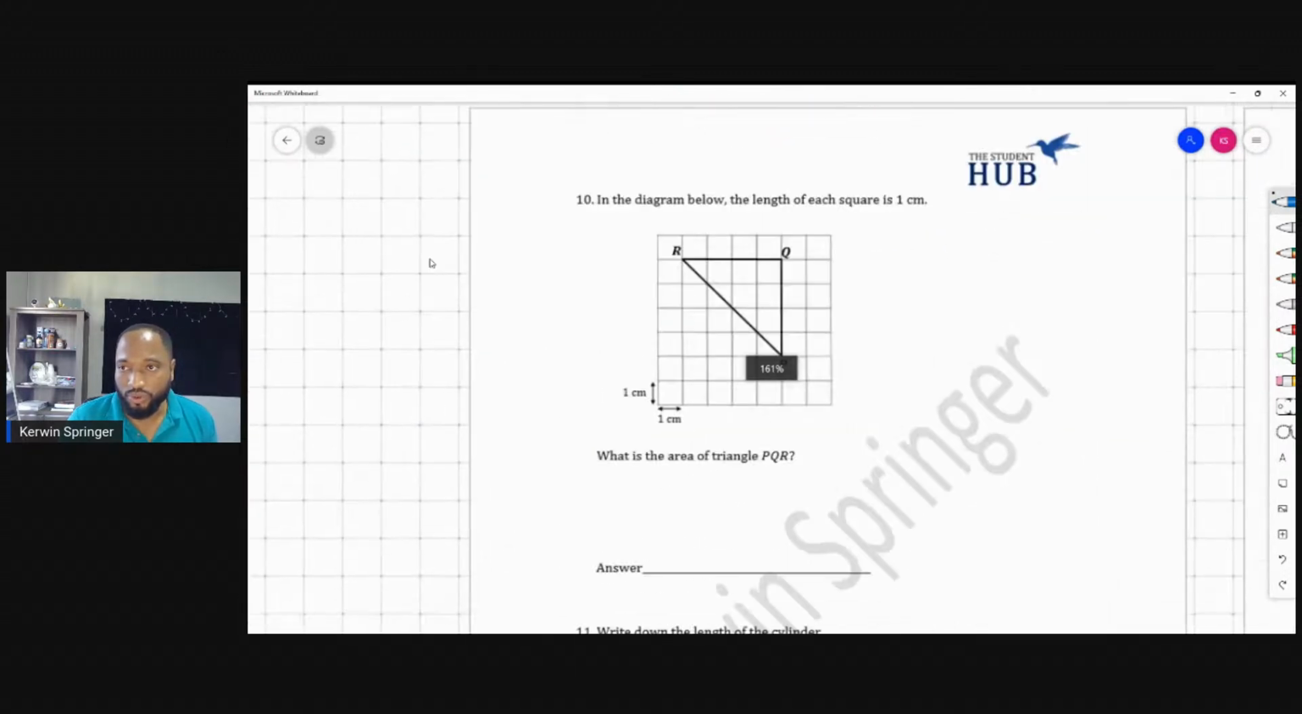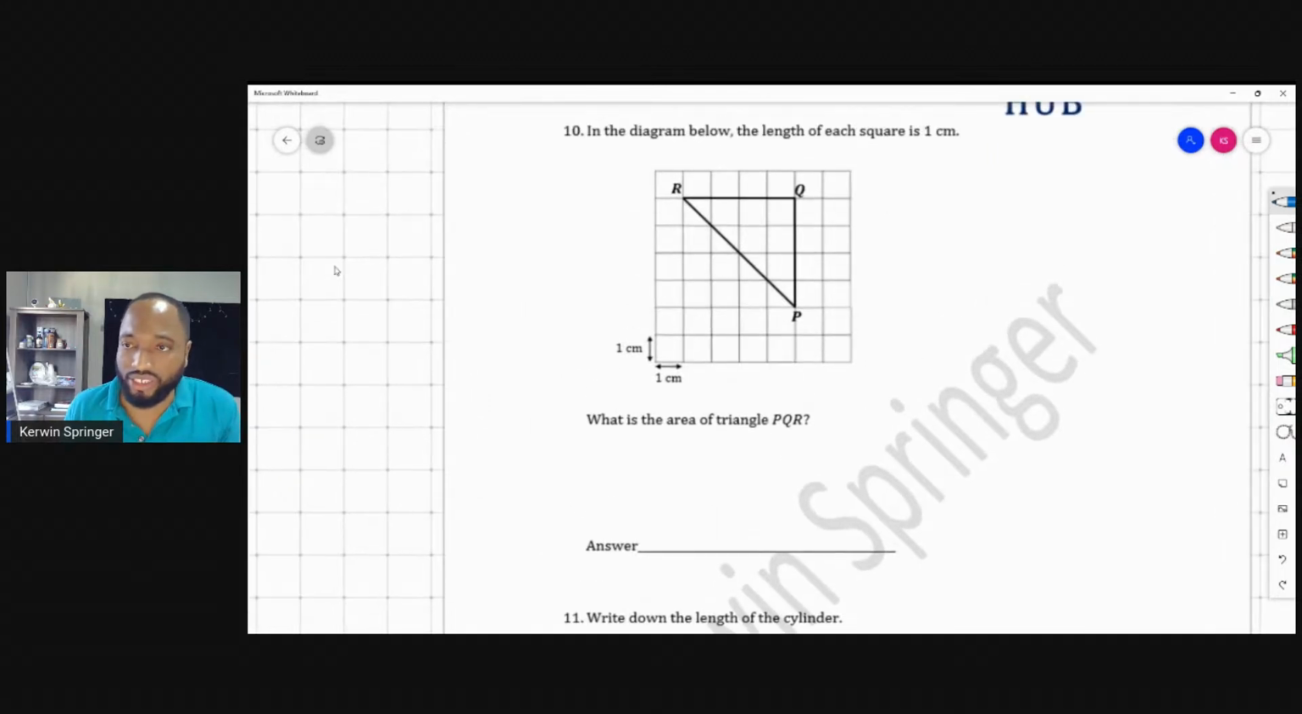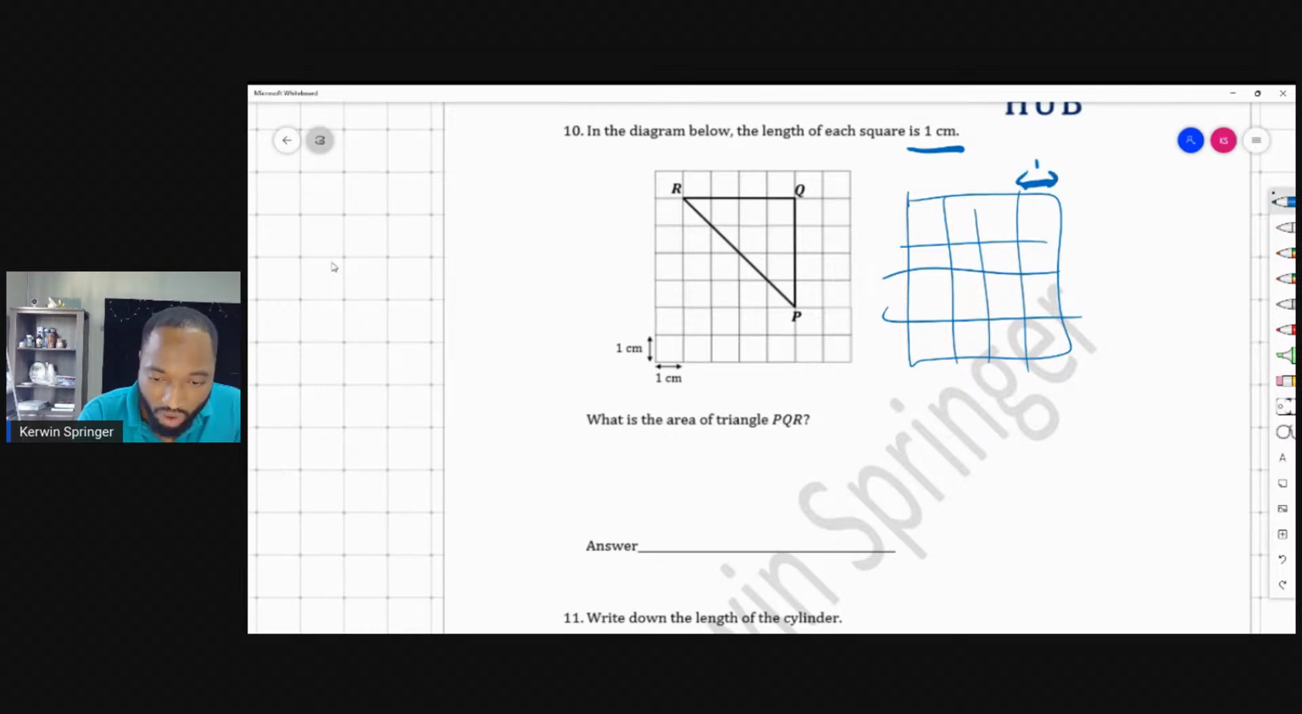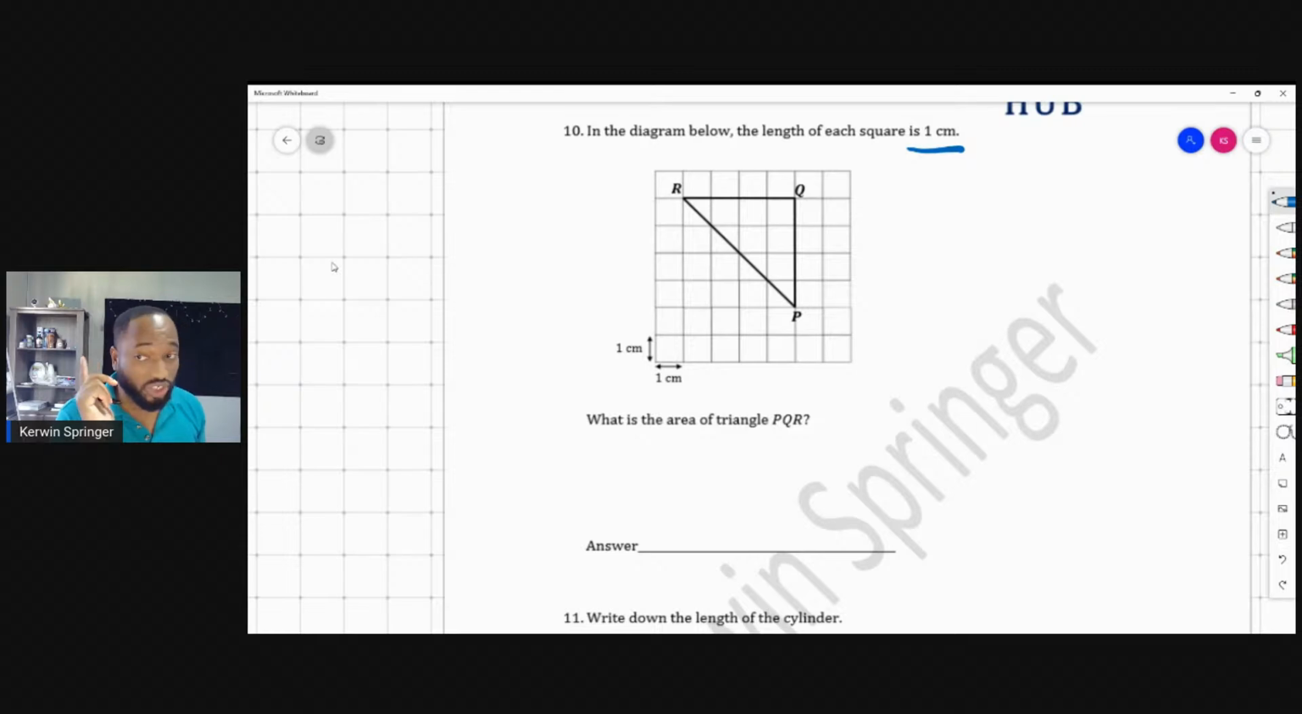In the diagram below, the length of each square is 1 centimeter. That's important for you to read these questions. You are going to get a question with a grid drawn on in the exam. And some of them are 1 centimeter grids. Some of them may be 2 centimeter grids or 3 centimeter grids. That's not unusual. It's important that you don't just jump to conclusion in this grid question.